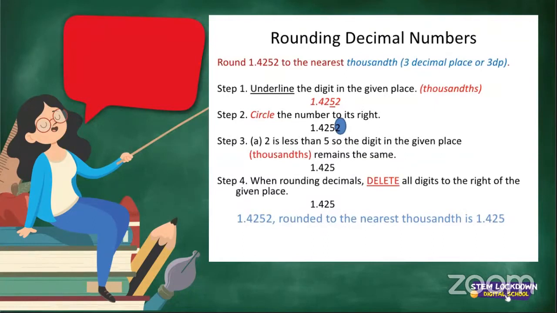So 2 is less than 5, as we can see here. That 2 is circled and 5 here is underlined. So we will round off, or rather round down, and the remaining number will be 1.425, right? 5 will remain 5 because 2 is less than 5. All right. So step 4, you remove all the other numbers. You are left with 1.425. That is your rounded number.